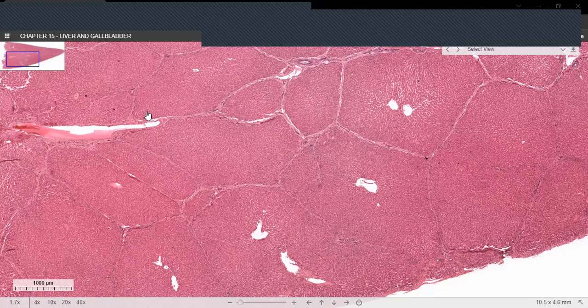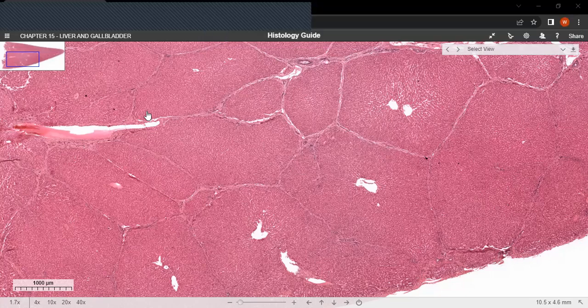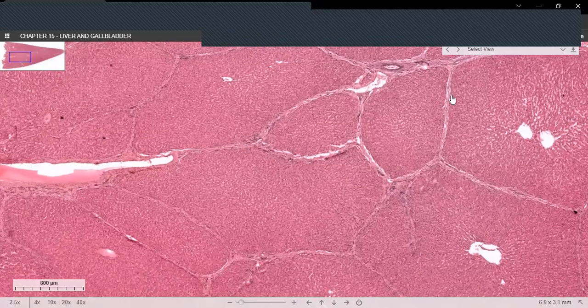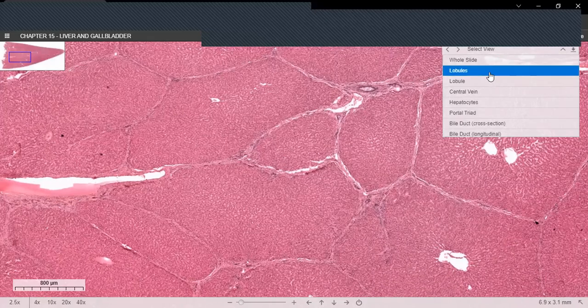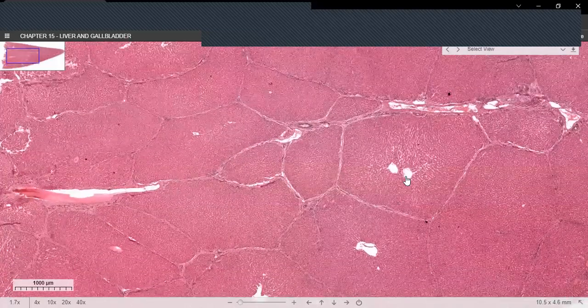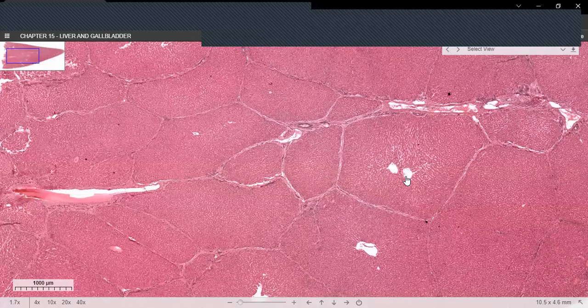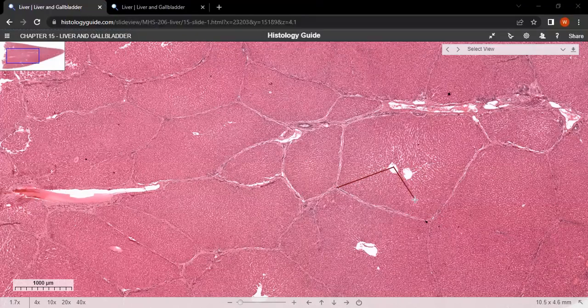Let's see how you demarcate it. You identify two portal areas. This is a portal area here, and there is another portal area here. Then I join this portal area to this central vein, and back to there. That area is diamond shaped, as you have seen, and it is divided into zones.